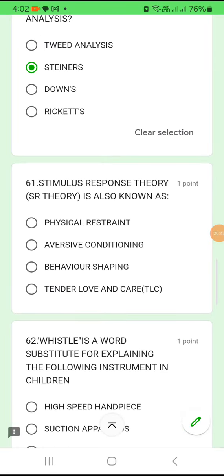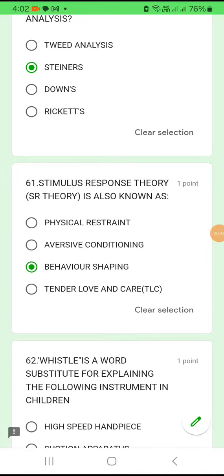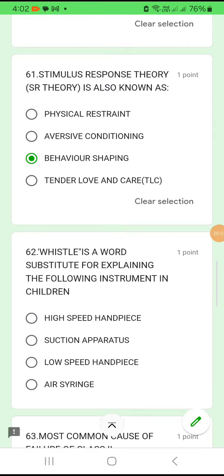Now, question number 61. Stimulus response theory. SR theory is also known as, it is a behavior shaping theory. So, option C is the answer. It is not a physical restraint method. It is not aversive conditioning. It is not tender love and care method. It is behavior shaping method.